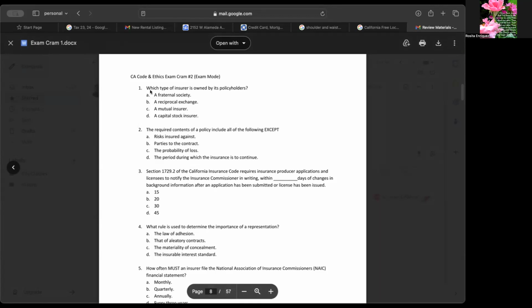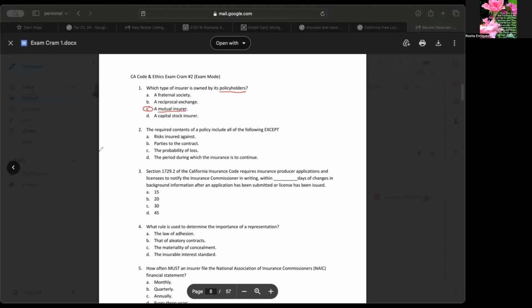The question is, which type of insurer is owned by its policyholders? The answer is a mutual insurer. So remember, the keyword is policyholders, mutual insurer.